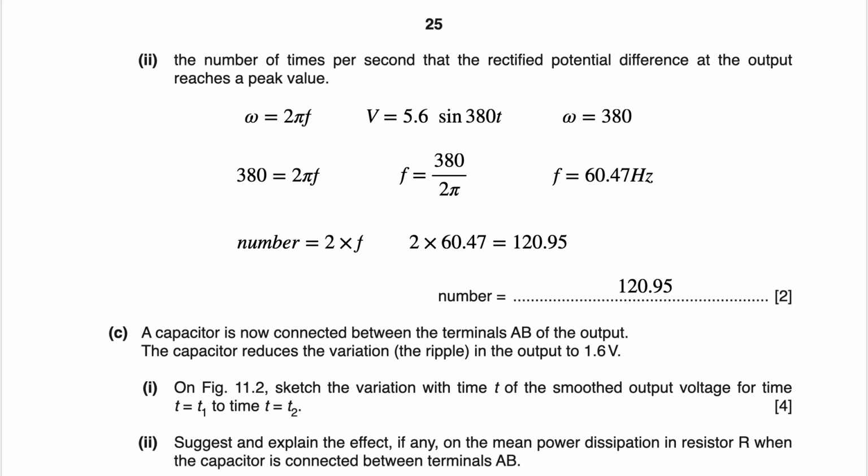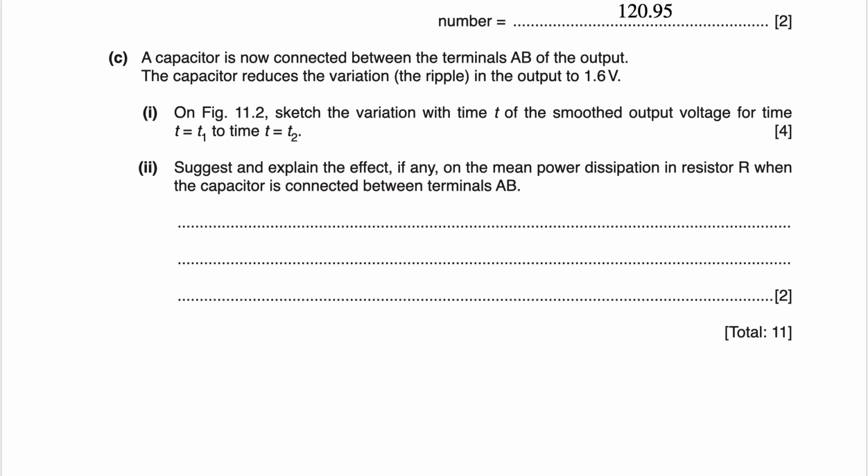Let's see what more they are asking. A capacitor is now connected between the terminals A, B of the output. The capacitor reduces the variation in the output to 1.6 volt. So two pieces of information: one, a capacitor is connected, and the capacitor reduces the variation to 1.6 volt. First question: on figure 11.2, sketch the variation with time t of the smoothed output voltage from t equal to t1 to t equal to t2. By the way, connecting a capacitor is called smoothing, that we already know.